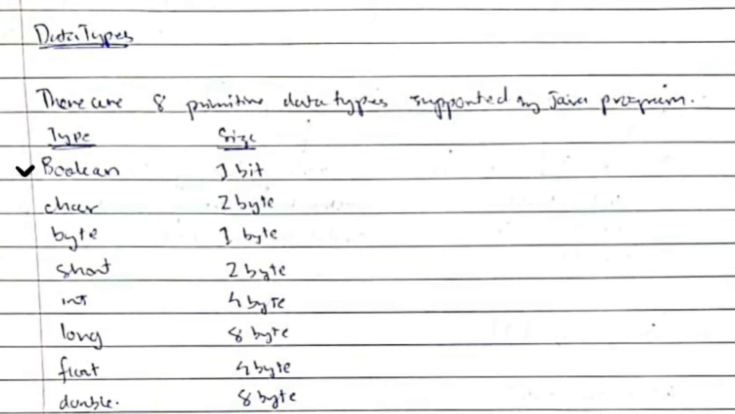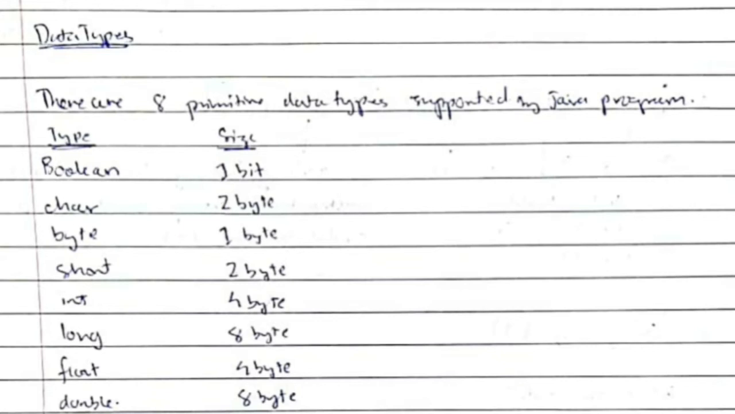First one is boolean. It stores either true or false. Okay, this will be stored in the boolean. It just requires one bit to store either true or false. Next one is char. Char stores alphabets, like A, B, or even one character within single quotes. It will be considered as a character.